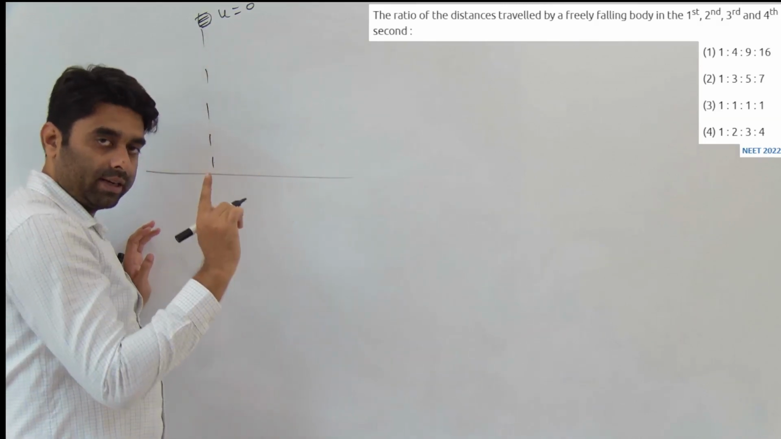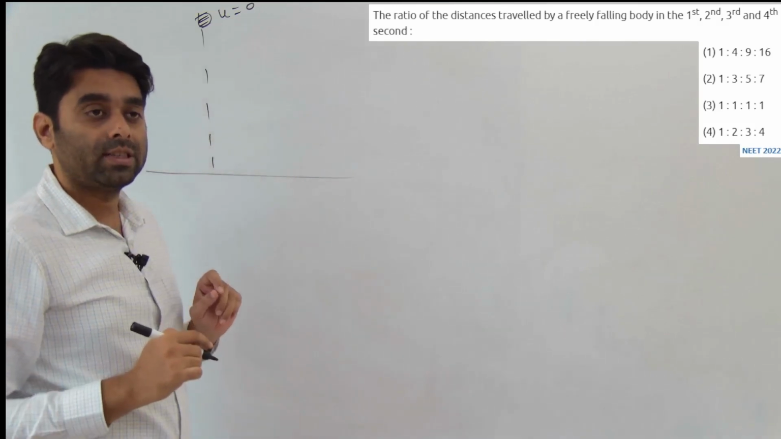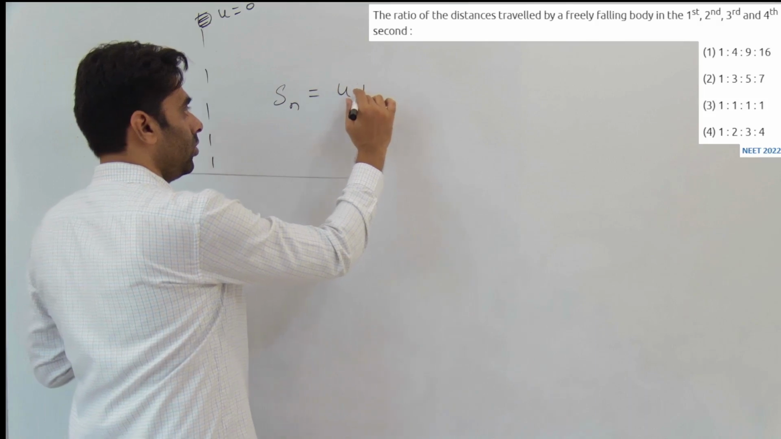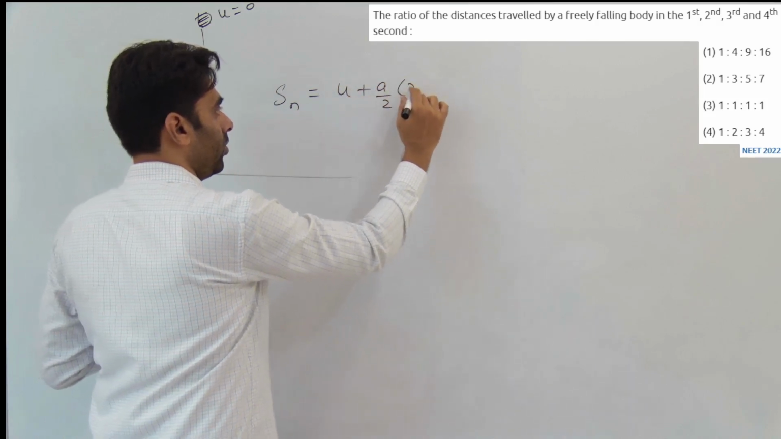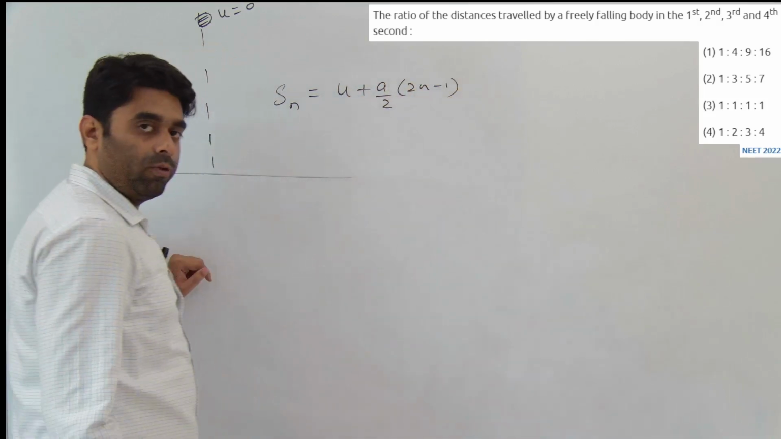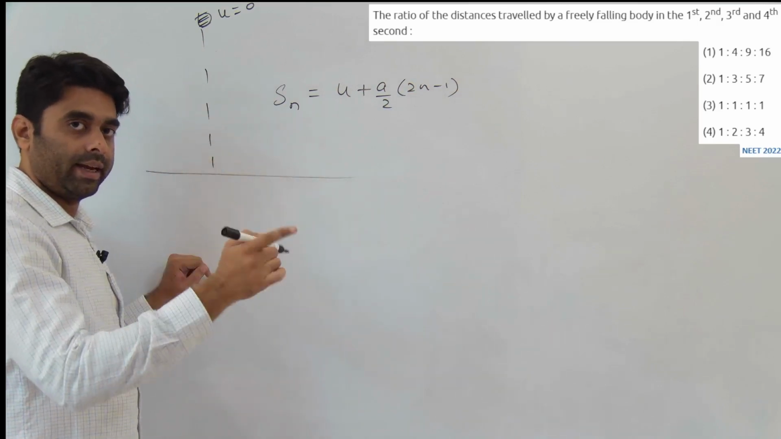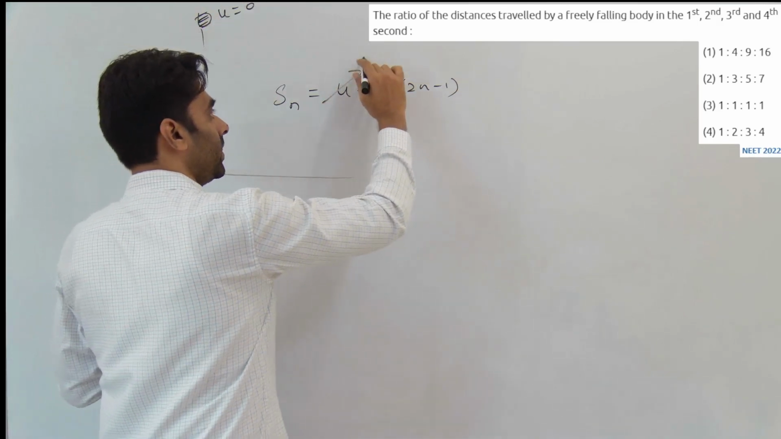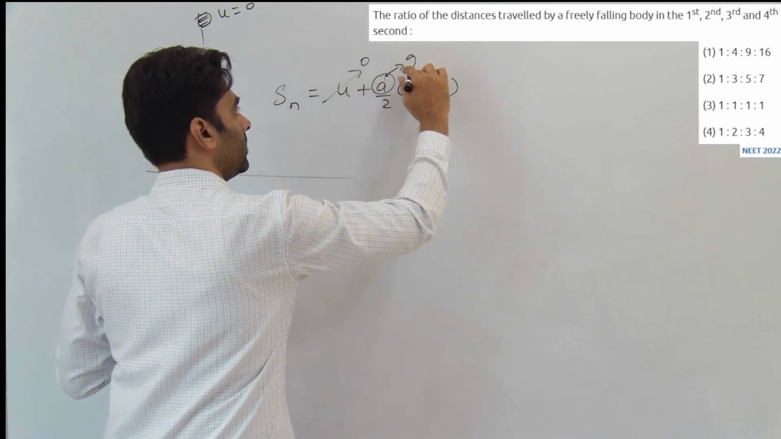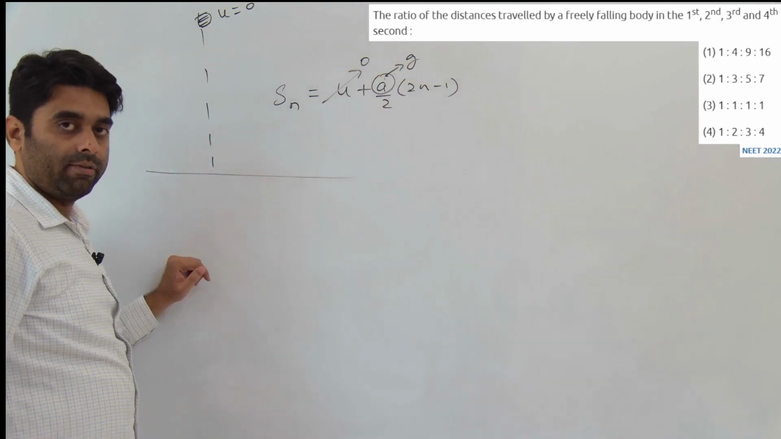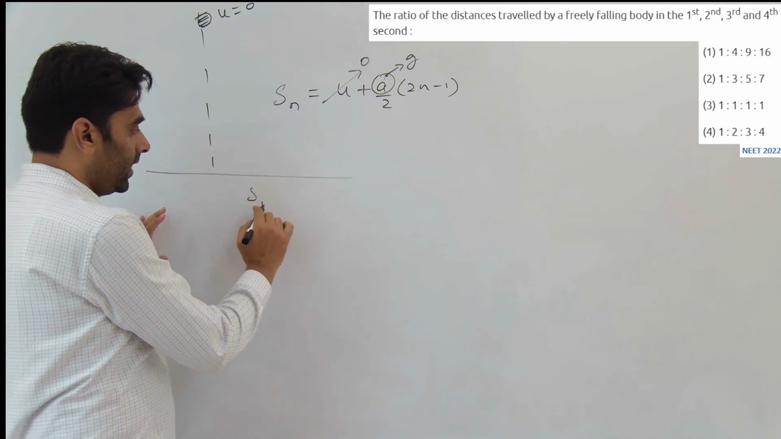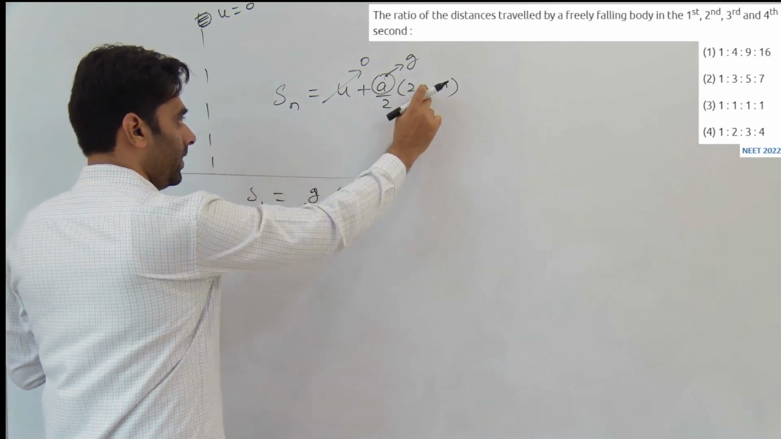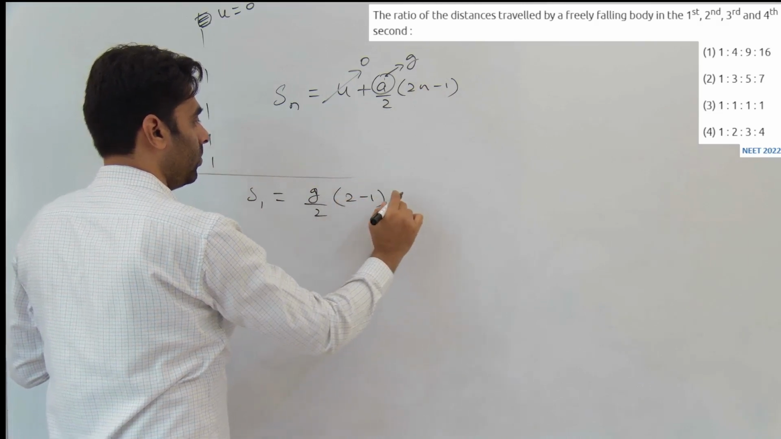So one by one let us calculate. How do we calculate distance traveled in nth second? The relation is Sn is equals to u plus a by 2, 2n minus 1. Now for all of them, for first, second, third, fourth, it is freely falling. It starts from rest. That means u becomes 0. And a value is g only, which is downward. So for the first second, if I write down, it will be g by 2. 2n is 1, so 2 minus 1.